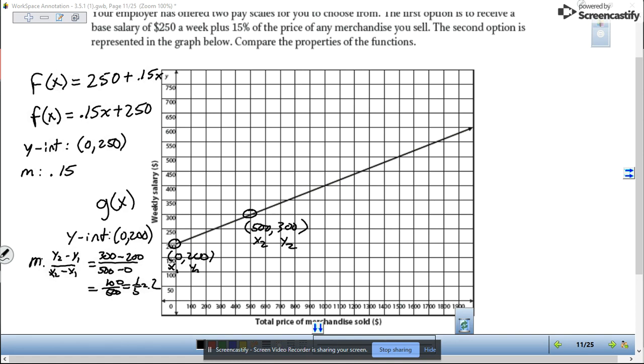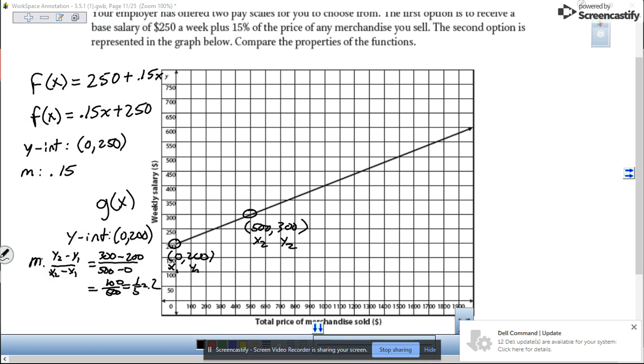So 15% of my sales versus 20%. So I have a lower starting amount of 200 for g of x, but it's going up at a faster rate. Now, the question is, which one of these would be a better option? How can we figure that out? Well, what we could do is we could plot these, right? We could graph them, and then go from there.